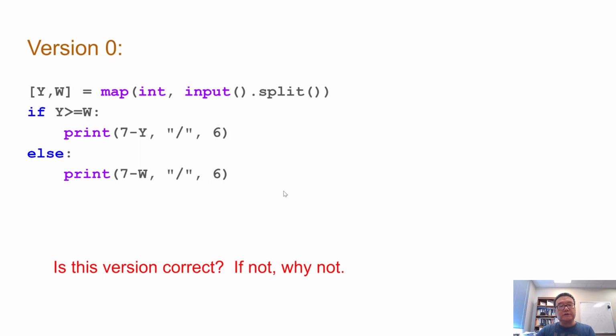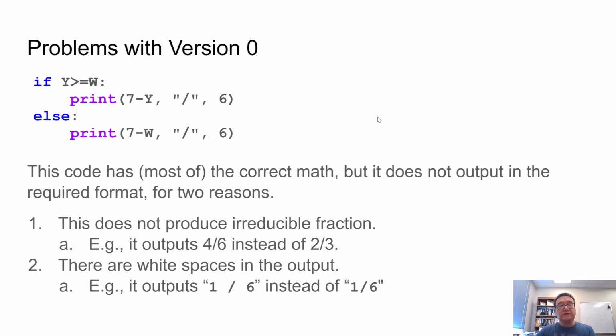So is this version correct? And if it's not correct, then why not? In some sense, this version is almost correct. It has the correct math in the sense that the printed number is actually mathematically correct, except that it's not simplified. So therefore, it doesn't satisfy the math aspect of the format. It doesn't produce an irreducible fraction. For example, it can output 4/6 instead of 2/3.